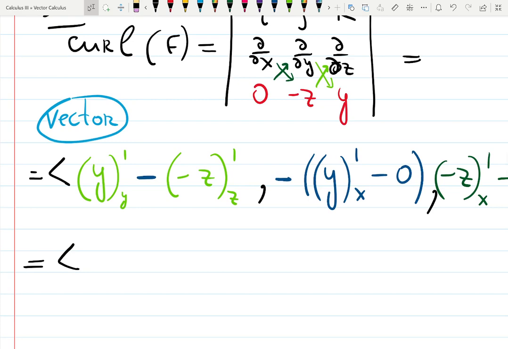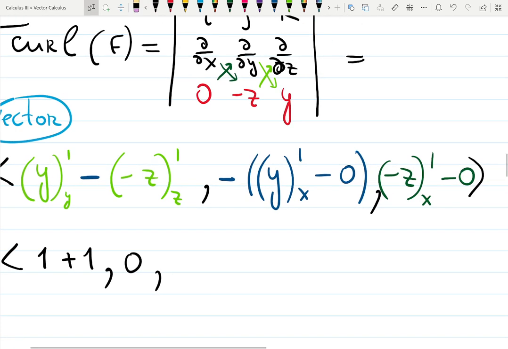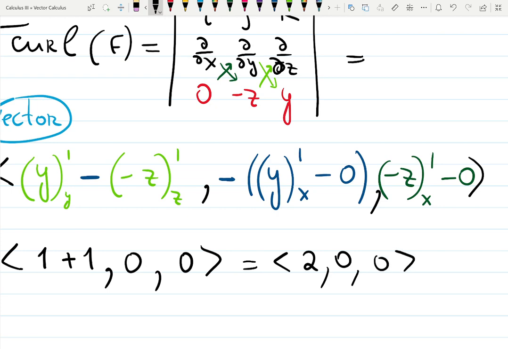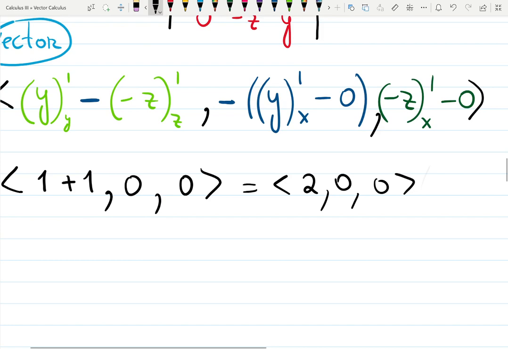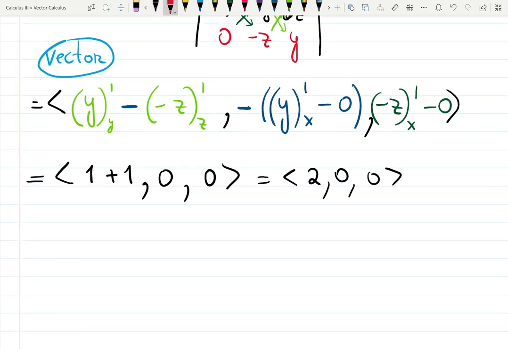Right? y prime with y is 1. z prime with z is 1, but it's minus, so plus 1, comma. y prime with x is 0, minus 0 is 0. z prime with x is 0, minus 0 is 0. So the vector becomes, it's a vector, remember, not a number, 2, 0, 0. Very interesting. Vector, not a number, so make sure it's a vector.